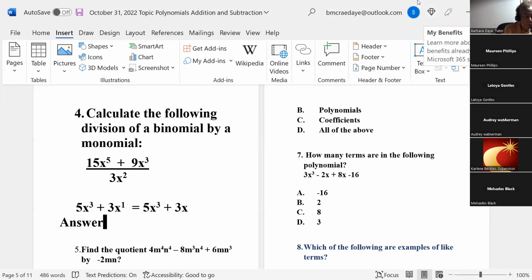Division. You're really taking the 15x to the fifth divided by 3x to the second, and then 9x to the third divided by 3x to the second. You divide both of these terms in the numerator by the denominator.